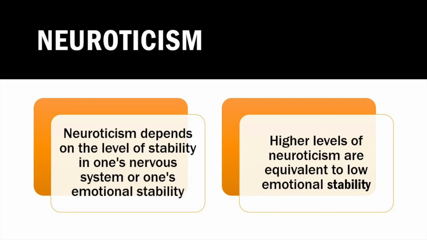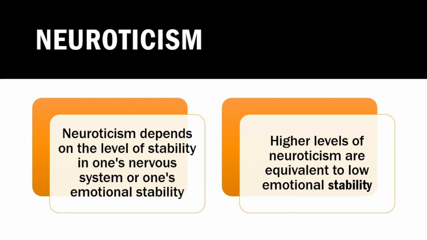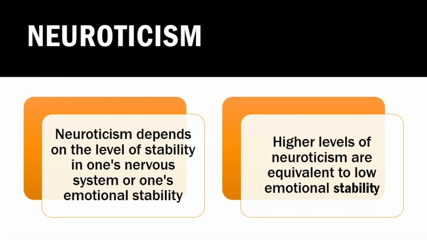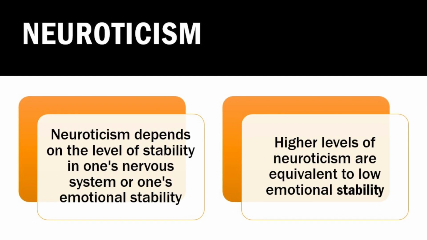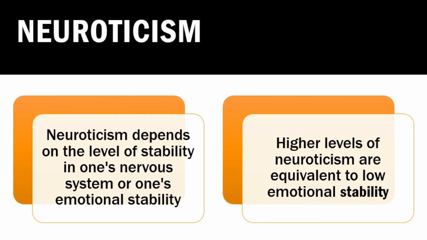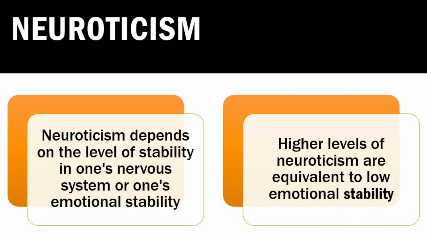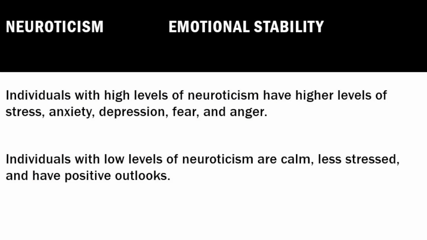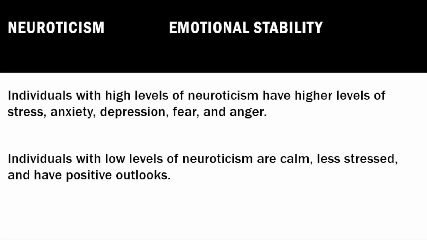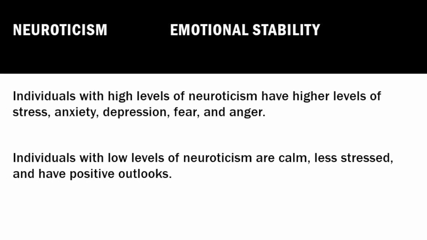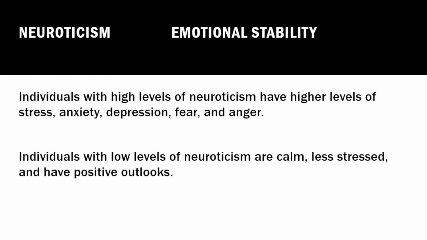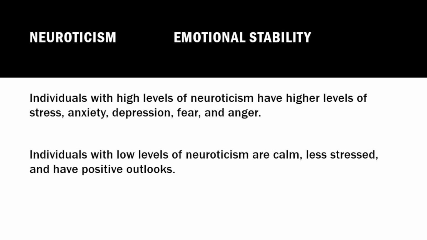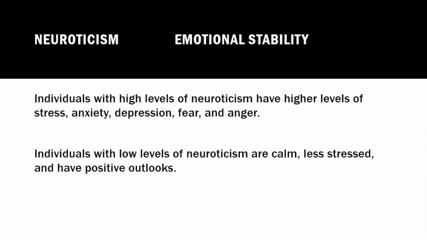So, getting into the next slide, neuroticism. Neuroticism depends on the level of stability in one's nervous system, otherwise known as one's emotional stability. Higher levels of neuroticism on the scale are equivalent to low emotional stability, and lower levels of neuroticism are related to high emotional stability. Individuals with high levels of neuroticism have higher levels of stress, anxiety, depression, fear, anger, etc. Individuals with low levels of neuroticism are more calm, less stressed, and have more positive outlooks on things.